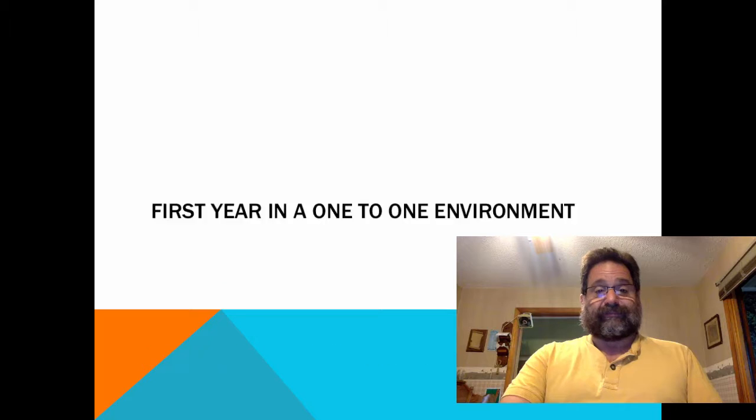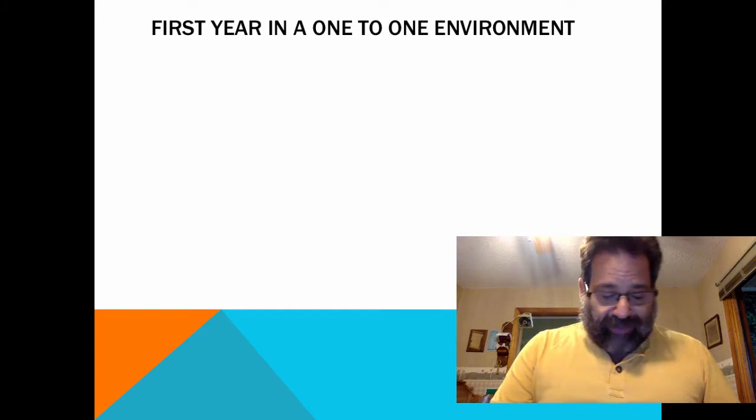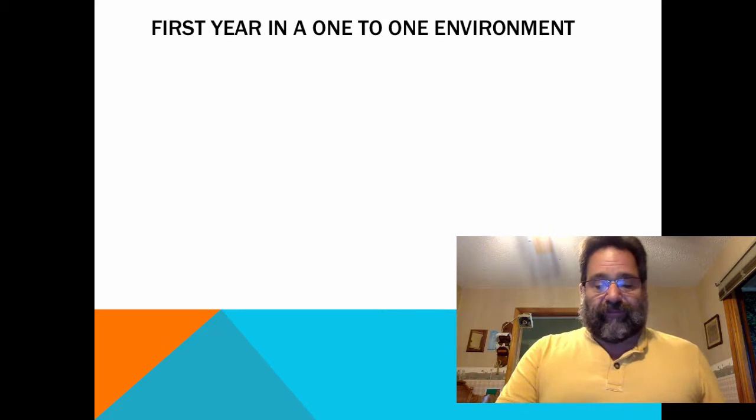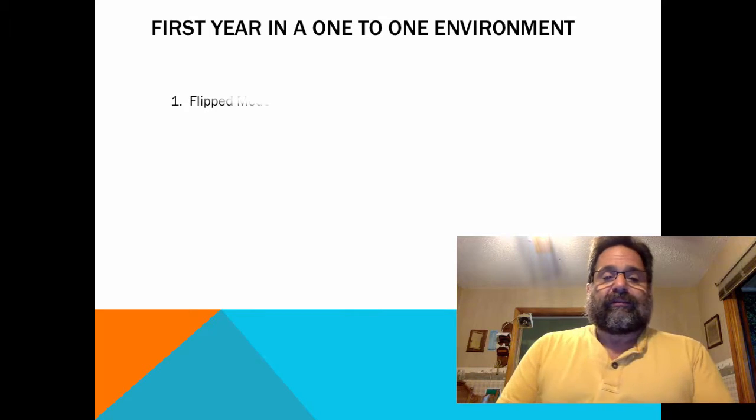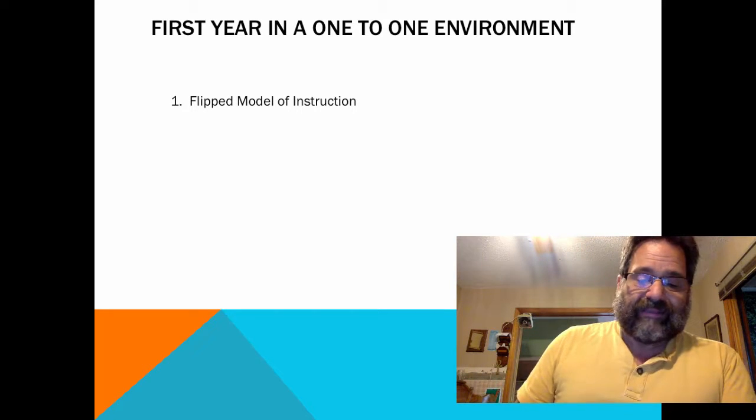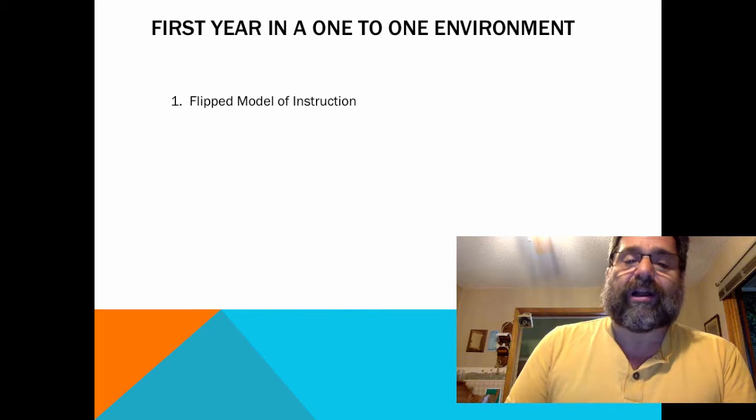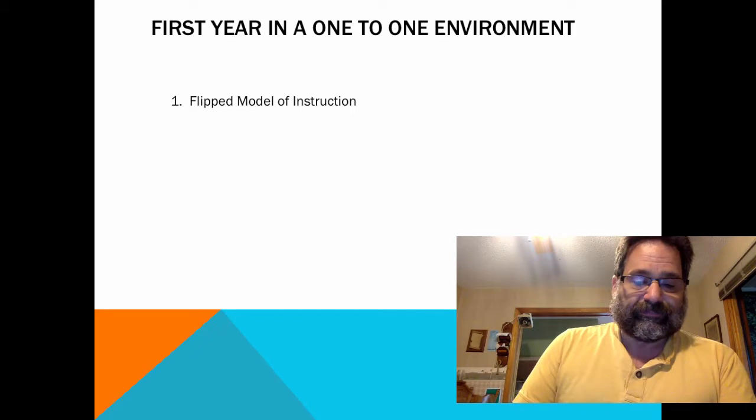How could I branch out? When I arrived at iPrep, I was stunned by the possibilities. So I decided to focus on 3 major areas during my first year, my first year in a one-to-one environment. The first idea was the flipped model of instruction, which I will talk about next.